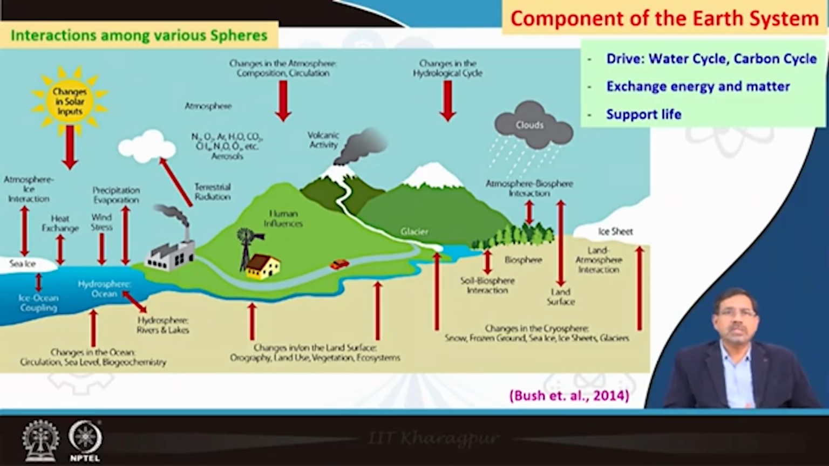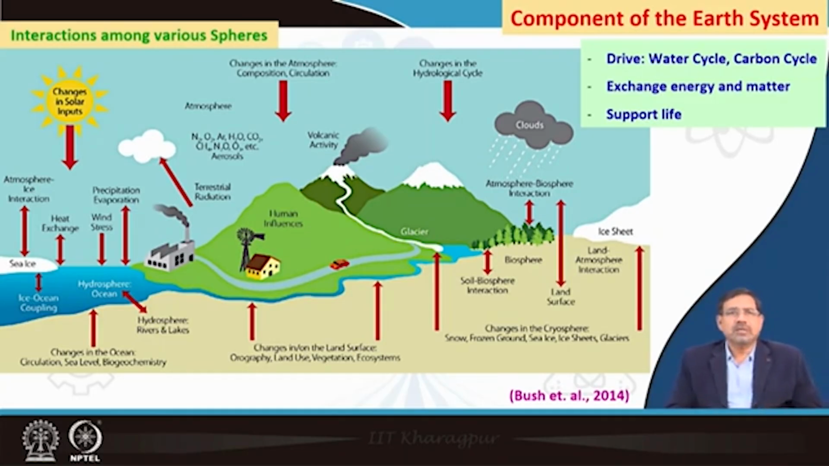Then coming to the next one, the changes in the atmosphere in terms of composition and circulation, and changes in the hydrological cycle. As far as the terrestrial domain is concerned, we have the glaciers, the mountains, the human influences. As far as agriculture is concerned, we have a lot of industrial setups, we also have urban setups. So all this makes up the main formation as far as the terrestrial domain is concerned.